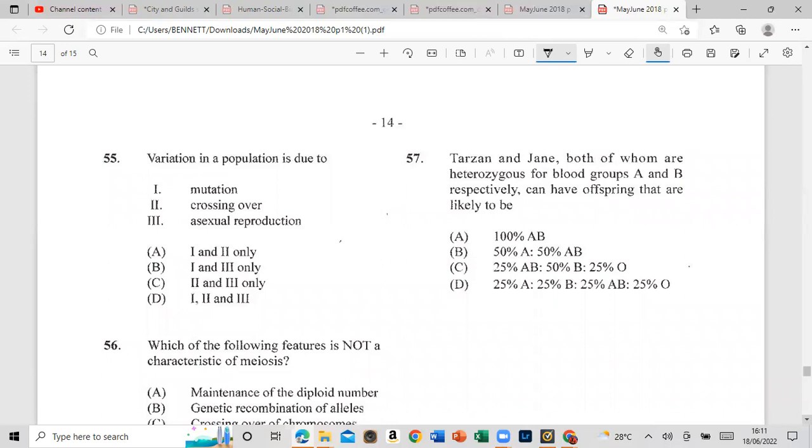Variation in a population is due to A, mutation, crossover, asexual reproduction. Remember, it's not enough to do it. Crossover, so start with the A.